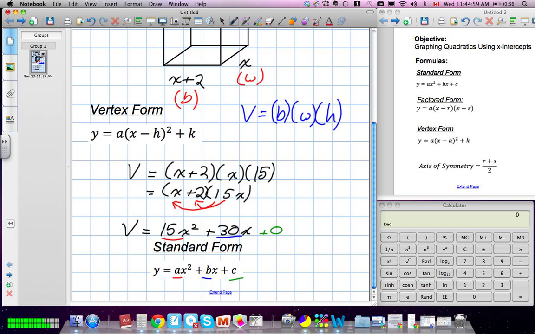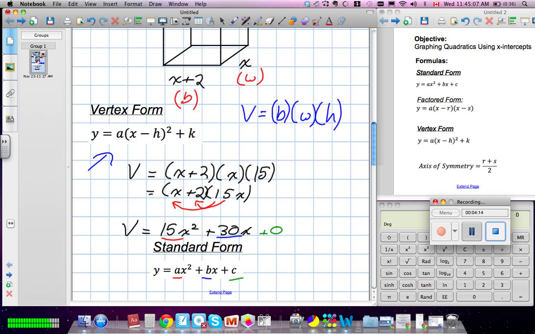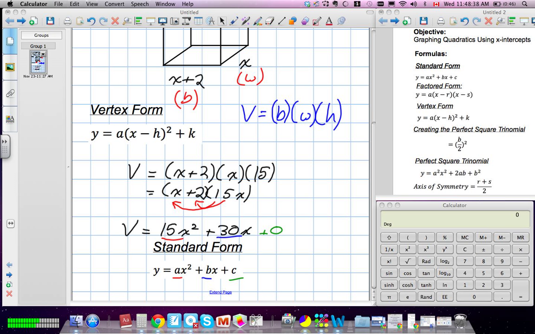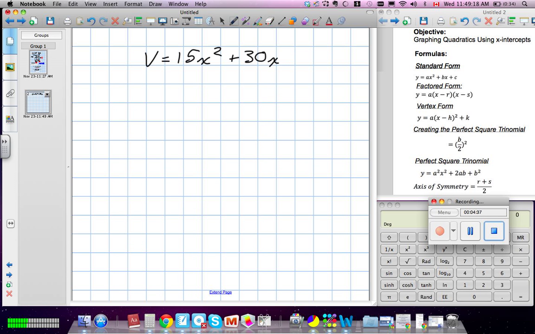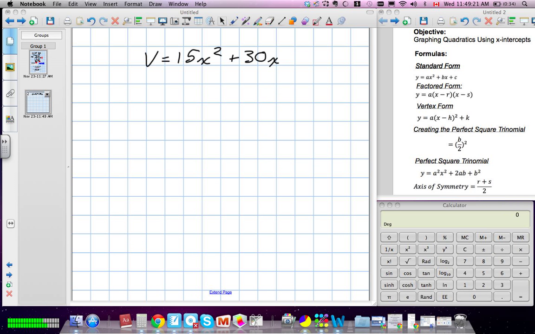Okay? Now what they said is they want us to express it in vertex form. Does anyone remember what we need in order to do that? What's the process called? We need to complete the square. And if you remember with completing the square, that comes with this formula, creating the perfect square. We are trying to create a perfect square trinomial. That's the entire idea of the process here. So we're going to put this equation on another page and go through this whole process. So our expression was 15x squared plus 30x.